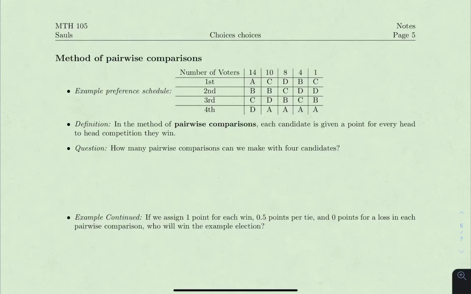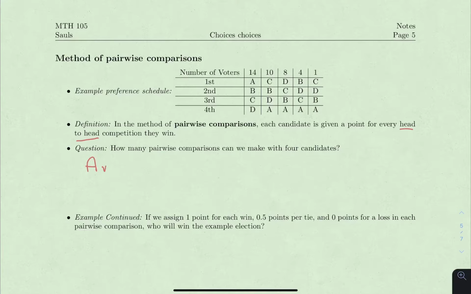And so the method here is called pairwise comparisons because what we do is we award points for a win in a head-to-head competition. So we imagine that there's only 2 people in the election, but we look at all the different pairs. So the first question might be, how many pairwise comparisons can we make when we have these 4 candidates? And maybe this will also illustrate what we mean by a pairwise comparison. So right now it's A versus B versus C versus D. Everybody's in the mix together.